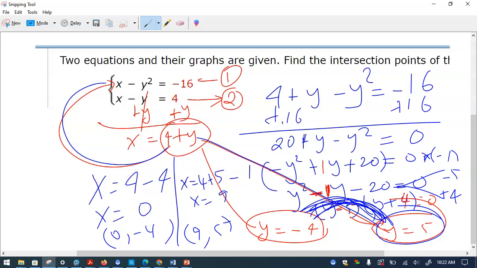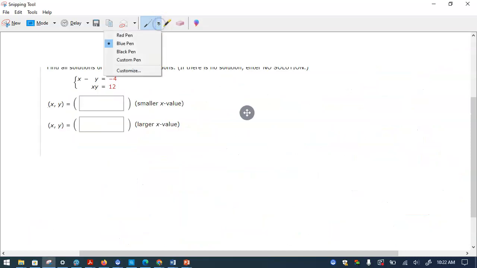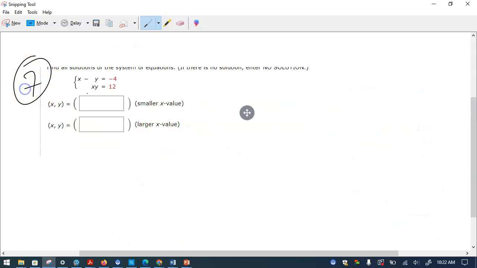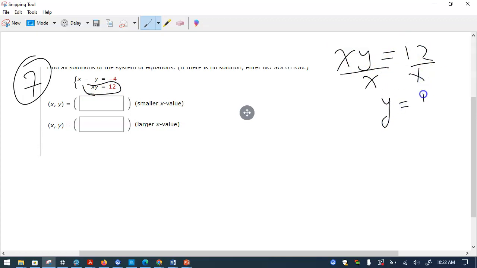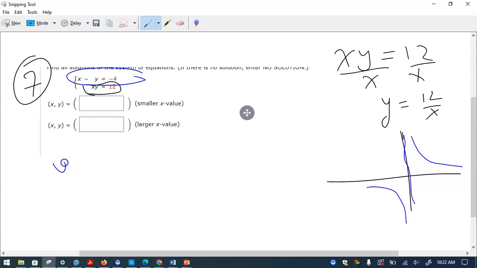Problem number, I think this is 6. So question 7, you can see that the second part is xy, which if you divide by x, is a rational function with the vertical asymptote as the y-axis and goes something like this, stretched by a scale factor, and there's a line x minus y. If it is like x, y is x plus 4, if you work it out. So 1, 2, 3, 4. So maybe it cuts two places. That's what we want to figure out.